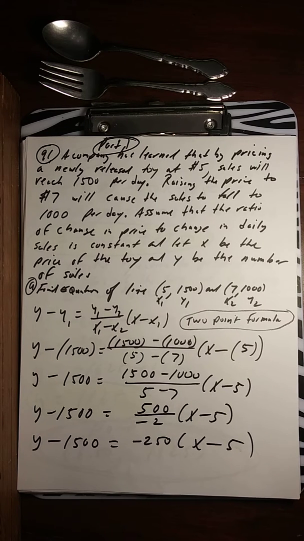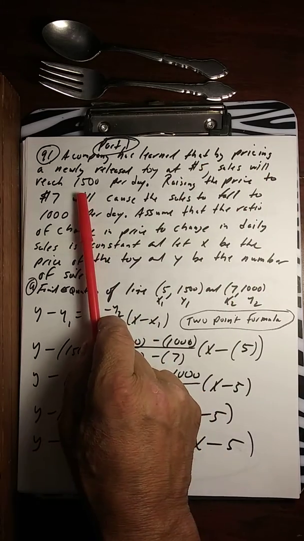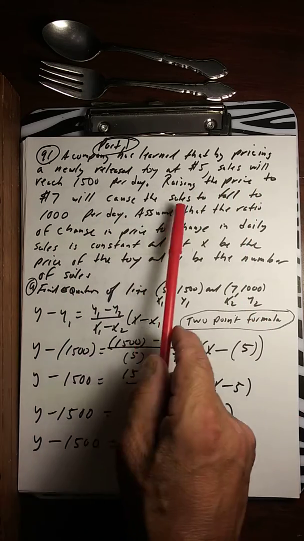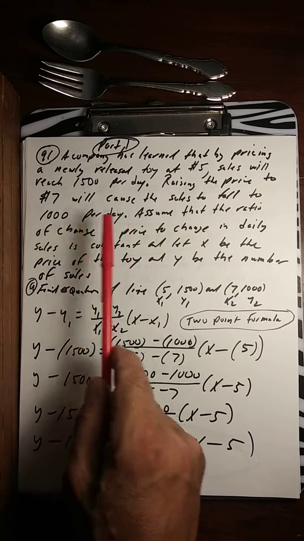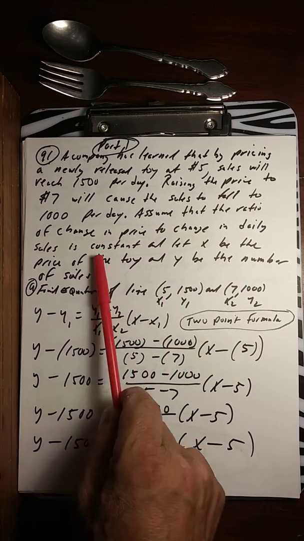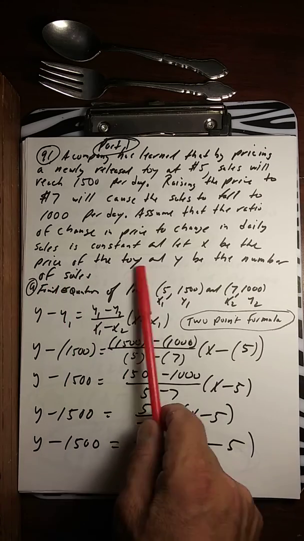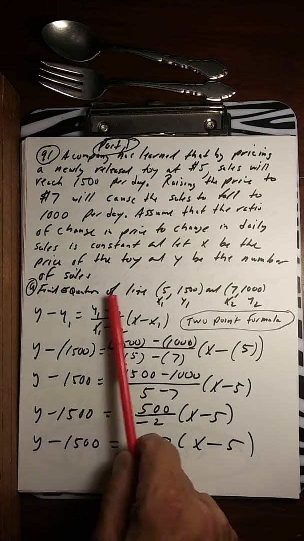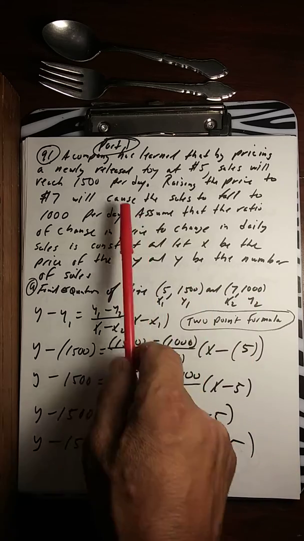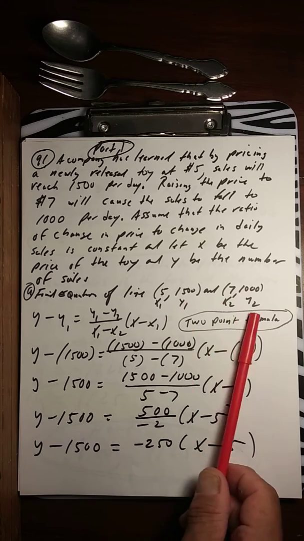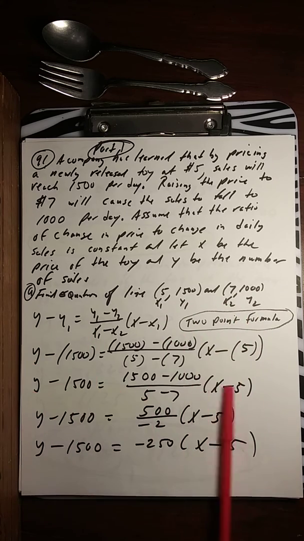A company has learned that by pricing a newly released toy at $5, sales will be $1,500 every day. Raising the price to $7 will cause it to go to $1,000 a day. Assume that the ratio of change in price to change in daily sales is constant, and let x be the price of the toy and y be the number of sales. Find the equation of the line that goes through the 2 points. Let's start with 5 and 1,500 and 7 and 1,000. So 2 points. Put it in the formula.